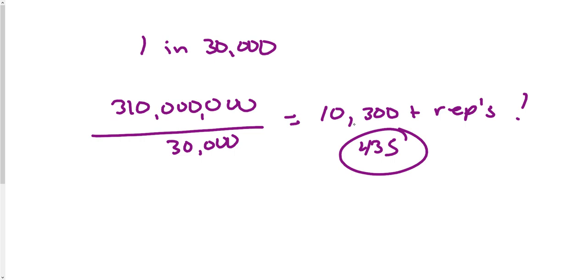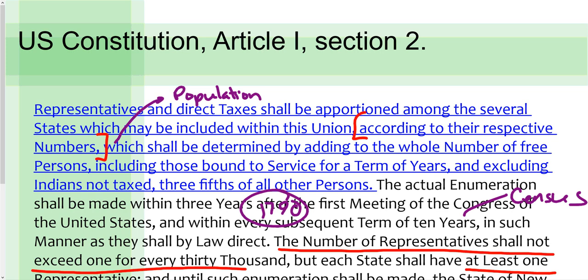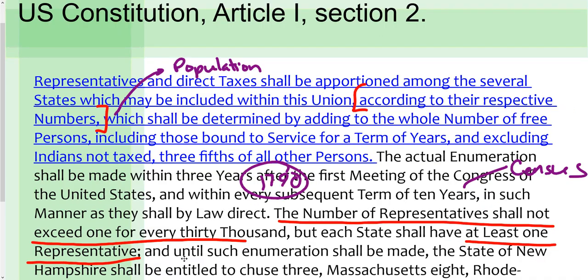But back in the early part of the country, 30,000 people was a lot, and there were some states that had that population. Because everybody was so spread out, having one representative for 30,000 people was considered an appropriate amount. But very quickly, that number grew. And within 20 years after the Constitution, this section of 1 for every 30,000 became an absolute moot point.